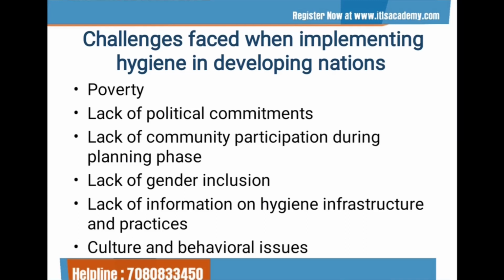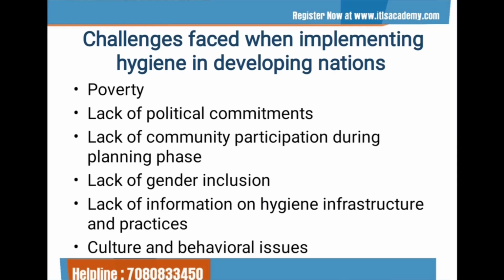Next point is the lack of community participation during the planning phase. Hygiene technologies that are introduced may contradict some cultural beliefs, and this affects adoption and implementation of hygiene projects in most developing nations. Most hygiene technologies are not user friendly, which makes acceptability a challenge.